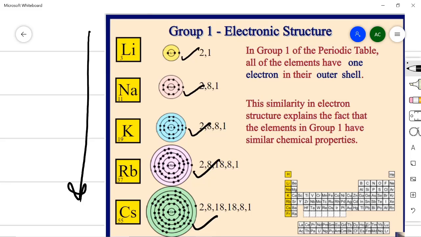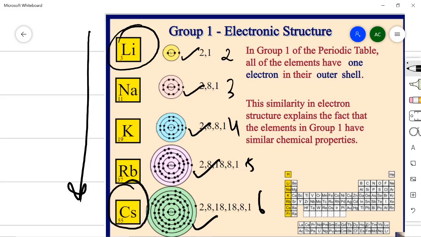And why is it increasing? Because the number of shells is increasing. Here the number of shells was only 2, here 3, here 4, here 5 and here 6. So the number of shells is increasing, and that is why the atomic size increases when we move down a group. So the smallest size is of lithium and the largest size is of cesium. When we move down a group, the atomic size increases, and the metallic character also increases. Metallic character increases down a group. So lithium is the least metallic and cesium will be the most metallic.